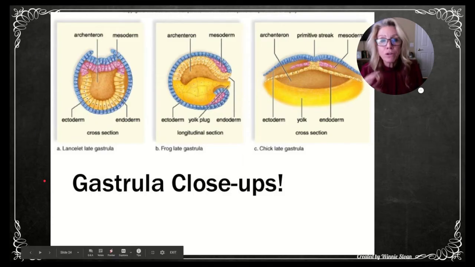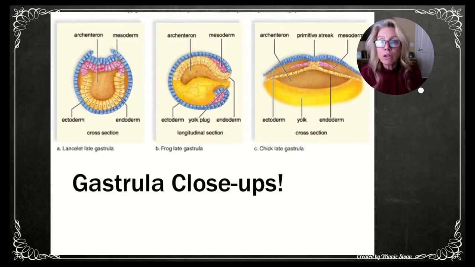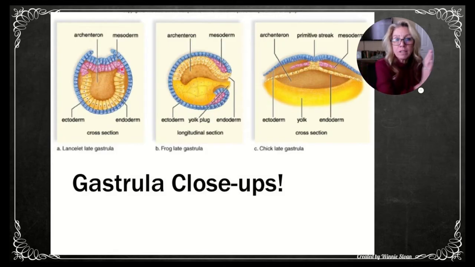So remember I told you outermost layer, ectoderm, innermost layer is endoderm, and then you start to form what's called a mesoderm, which is in pink here. Across here, wherever you see pink is the mesoderm. And that will develop differently depending on if you're a protostome or a deuterostome.